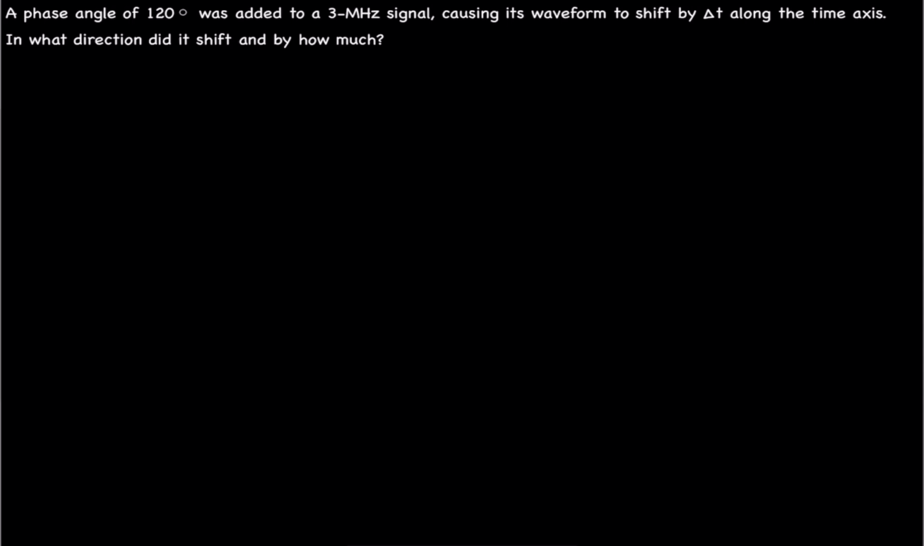Welcome back. In today's video, we have a waveform and it is shifted, and we want to know what direction it was shifted in and how much it was shifted by. So a phase angle of 120 was added to a 3 megahertz signal, causing the waveform to shift by some delta t along the x-axis.